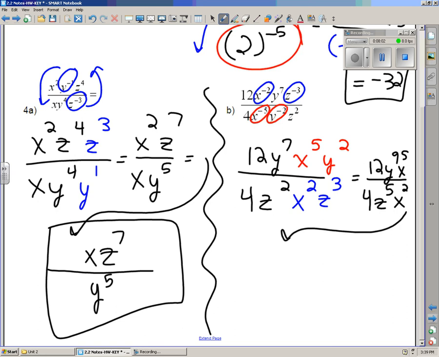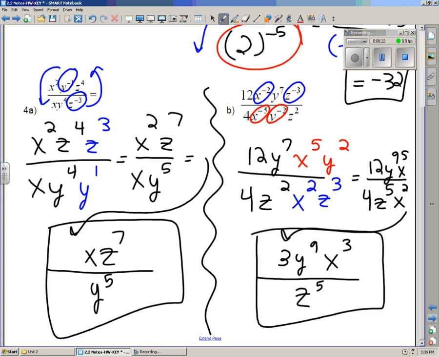Well, now we need to simplify. 12 divided by 4 is just 3 over 1. The 1 is not necessary. There are more y's on top, that's where all of them are, by 9. There are more x's on top by 3. And the only z's found are on the bottom, and there are 5 of them. And there's your final answer, 3y^9 x^3 over z^5.